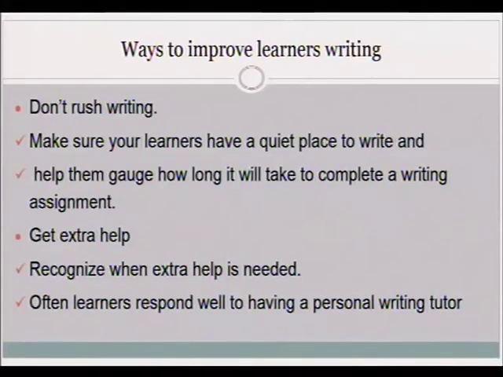Get extra help. Recognize when extra help is needed. Often learners respond well to having a personal writing tutor. So if they have deeply entrenched problems, then you need to get help, somebody that focuses on the child specifically.